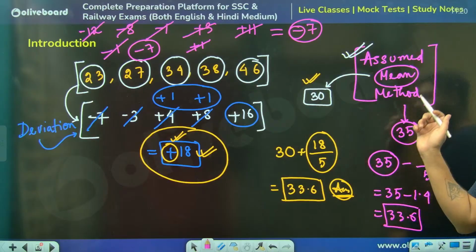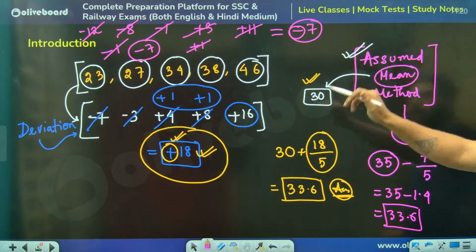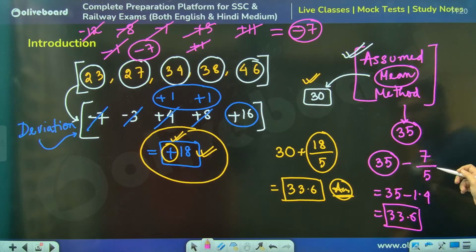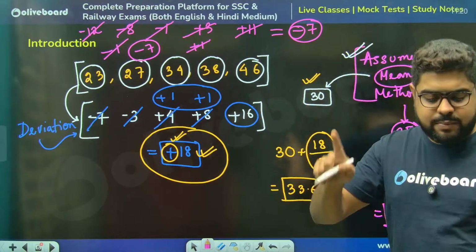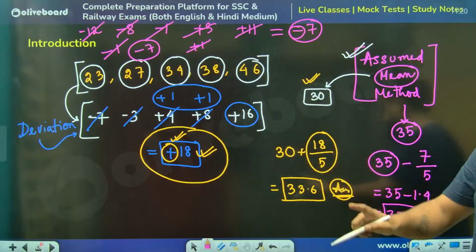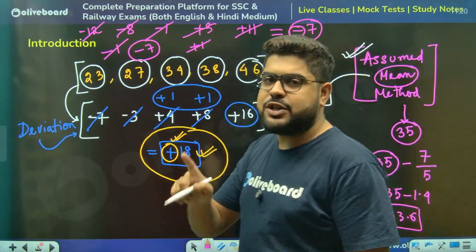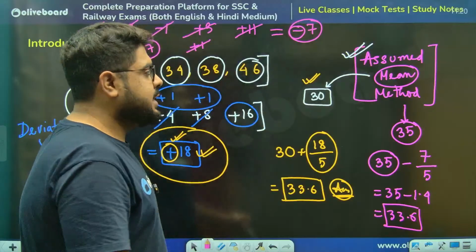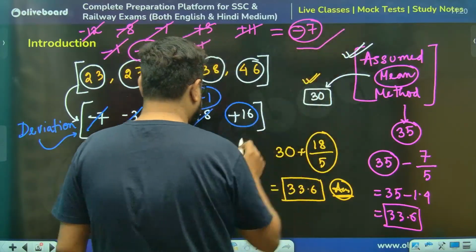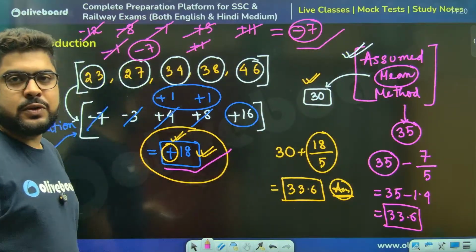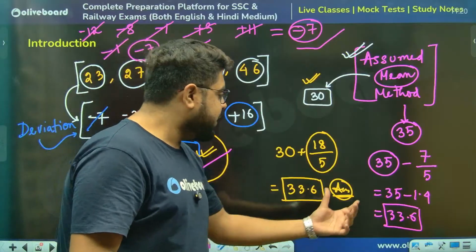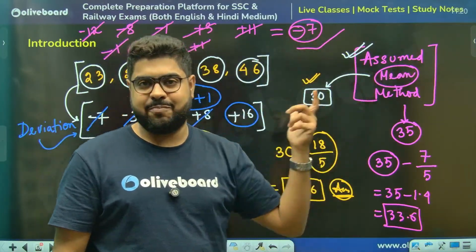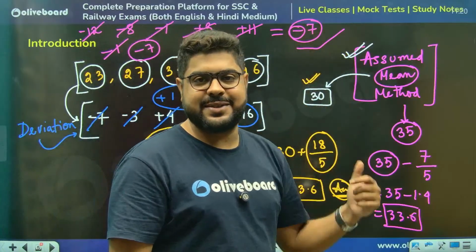So it does not matter what mean you are assuming. Please understand, based on whatever mean you are assuming, your deviation value will change. You see, the deviation will change so that your average is always the same. So this deviation is the actual thing. The real deal is the deviation.